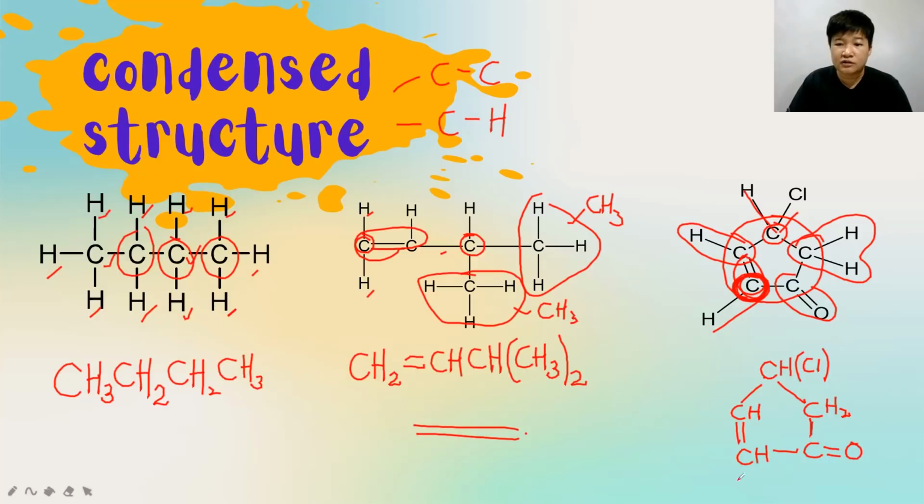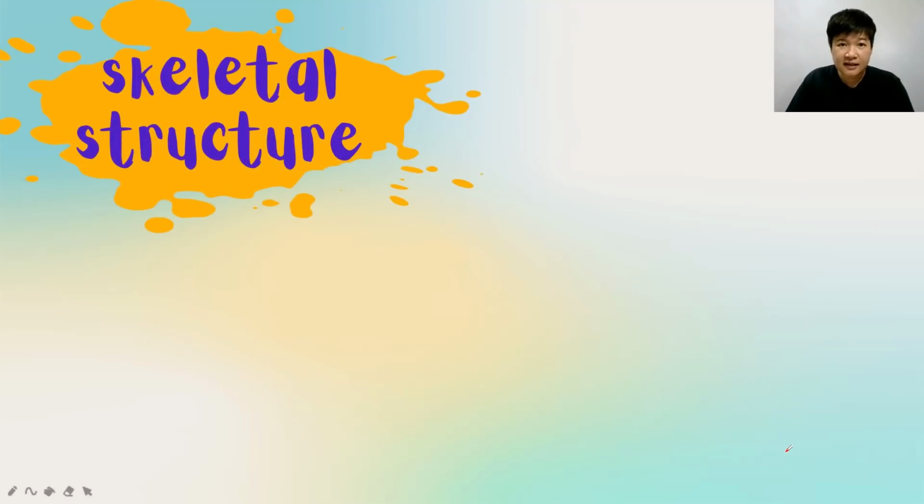So that is the condensed structure of a ring. Okay? You are going to condense everything up except the ring, because you cannot condense the ring anymore other than this. This is the simplest way that you can condense a ring. Bear that in mind, you can show the double bond and also triple bond. Okay, simple. Next, let's look into skeletal structure.